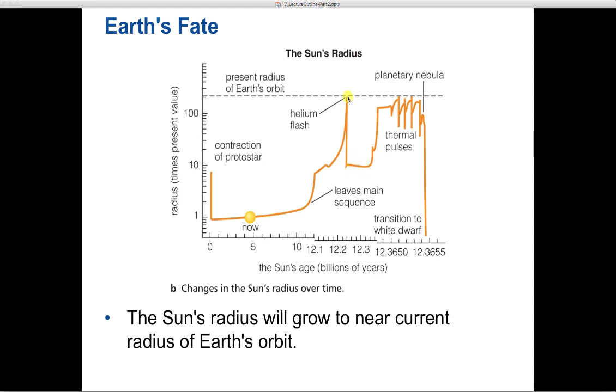Bigger than it is right now, but not as big as it was at the helium flash. And then eventually you're going to have these thermal pulses that make the star expand and contract, and so on. And then you'll become a white dwarf that is very, very small, about the size of the Earth. And it'll stay that size for eternity.